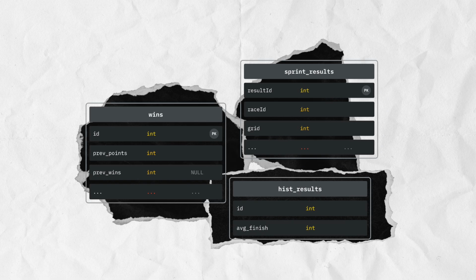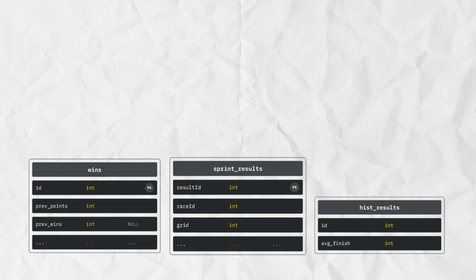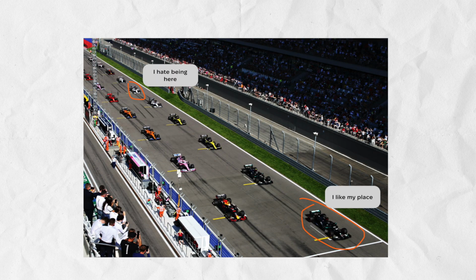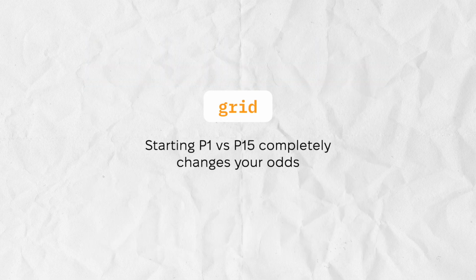To train something and make it meaningful, we need to do feature engineering. We can go through the columns and extract only those we think are important. For example, the grid column. Grid position is important. Starting in position 1 or position 15 is a huge difference. On some tracks, overtaking is very hard, so where you start matters a lot.